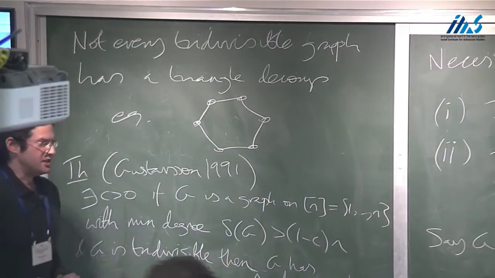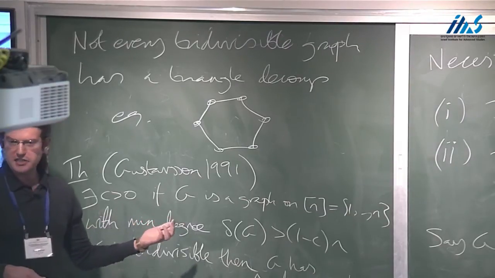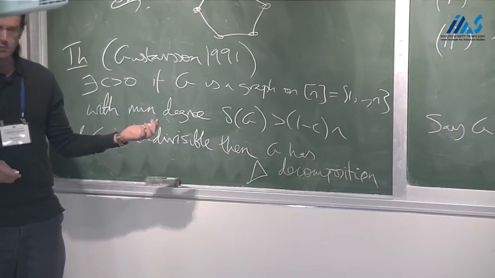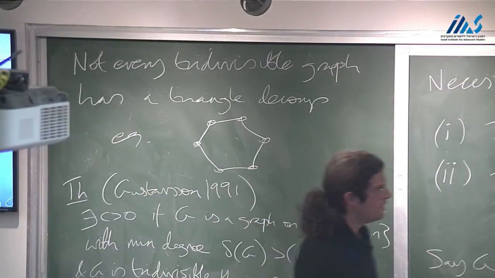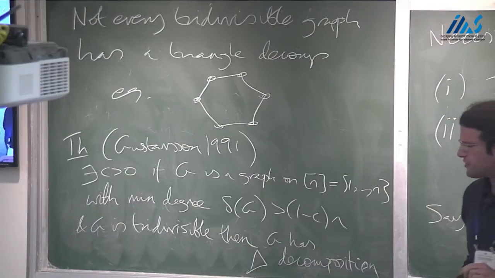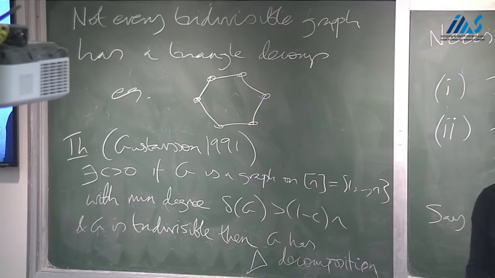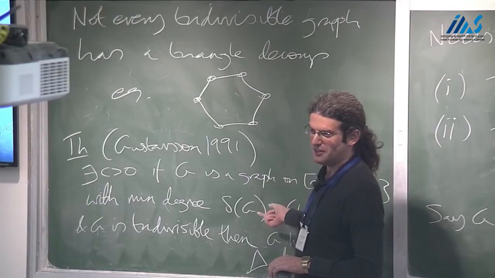You could think of this as an extension of the existence of Steiner triple systems, which says that complete graphs are tridivisible, and then this is an extension to graphs of large minimum degree. Not exactly an extension, it's a result for large n. His proof involves some randomness. He doesn't phrase it as randomness, he phrases it as counting arguments. But there is still a large gap between 1 minus c and the truth. You want to know what is the minimum degree?